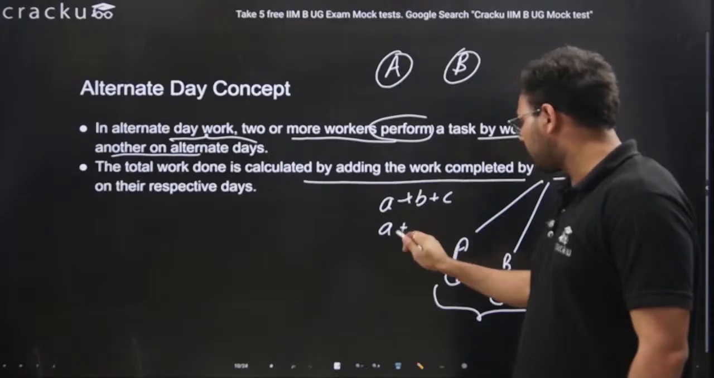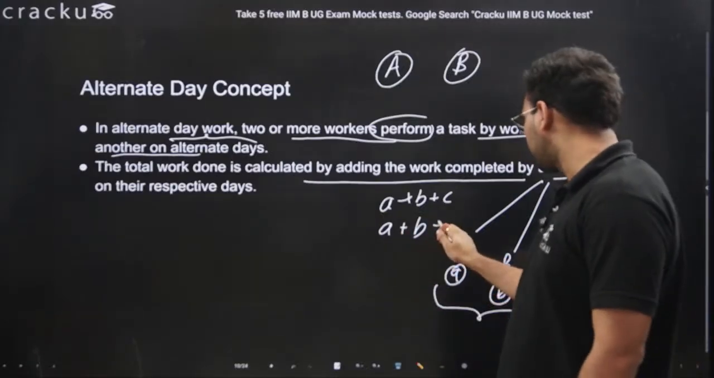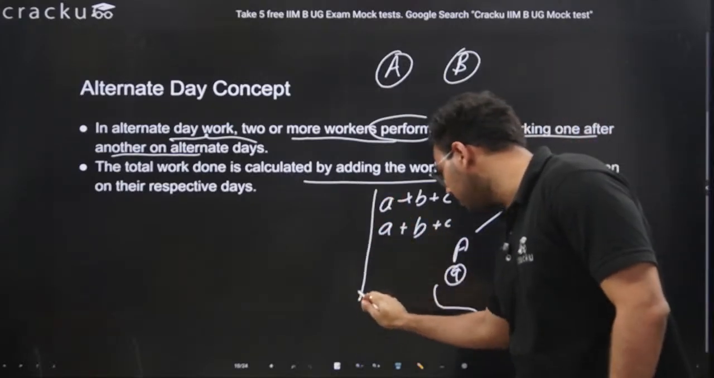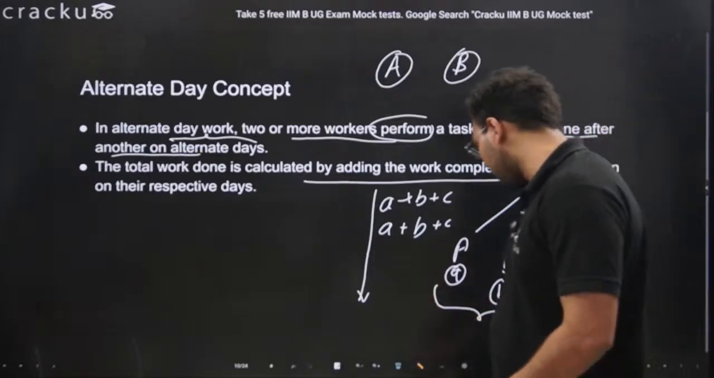Then again D5, the 5th day B is working, so B again. On the 6th day C is working, so C again. This cycle will continue until the work is completed. So this was the alternate day concept. If you have any doubt in this one, you can ask.